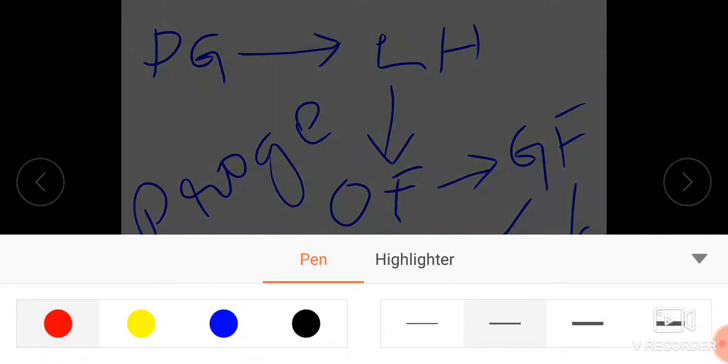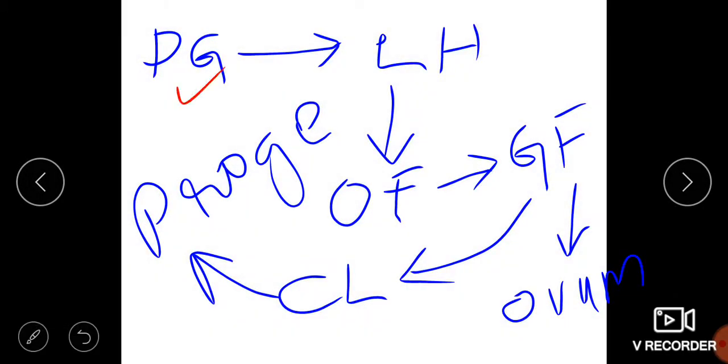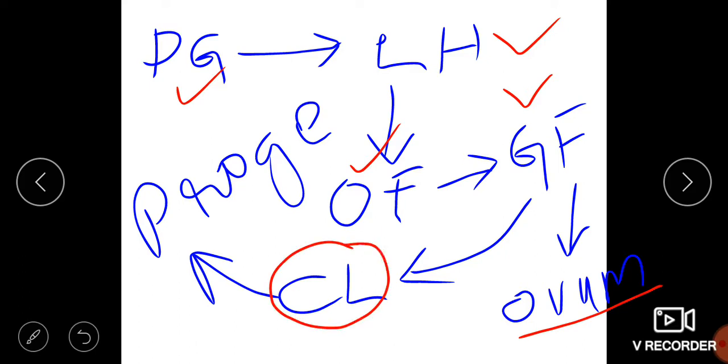That is, the pituitary gland secretes the hormone called LH. LH acts on ovarian follicles. Ovarian follicle can become Graafian follicle. Graafian follicle releases ovum and becomes corpus luteum. Corpus luteum will produce the hormone called progesterone.